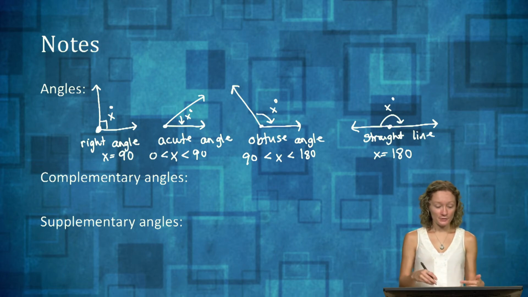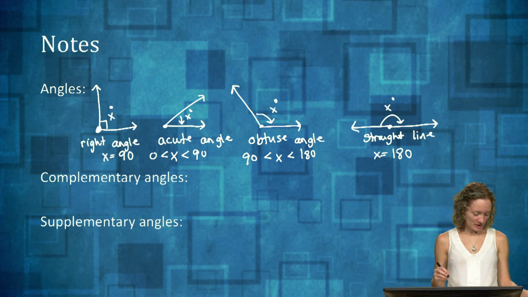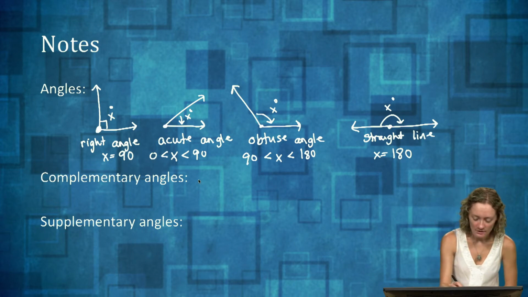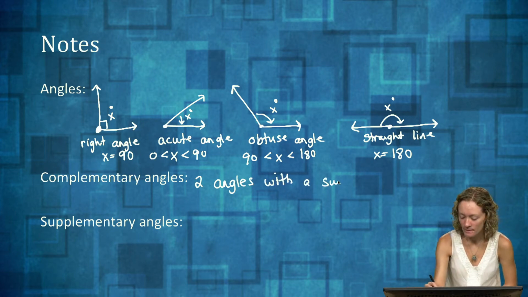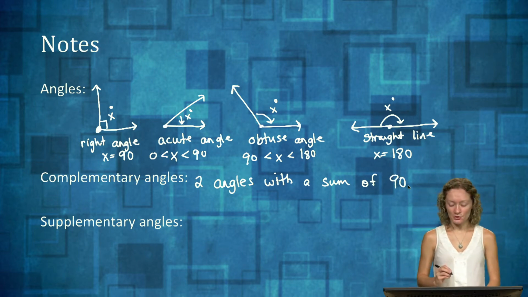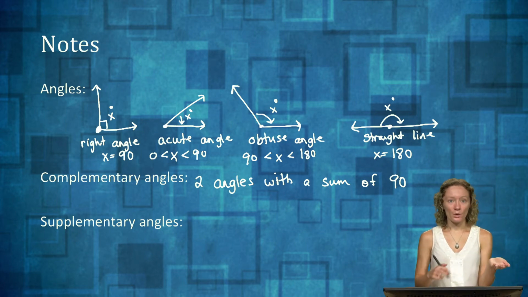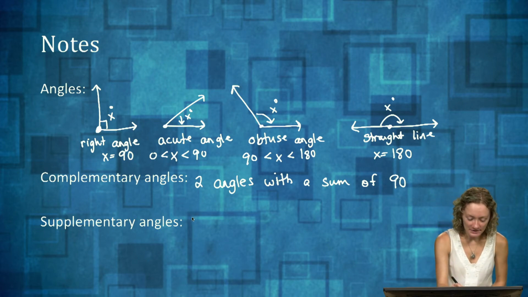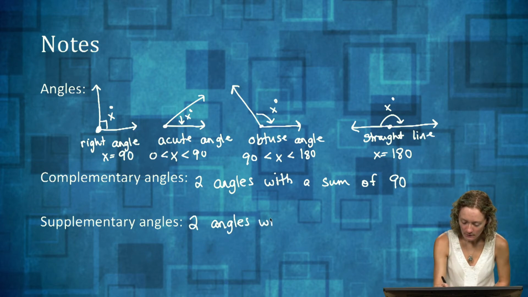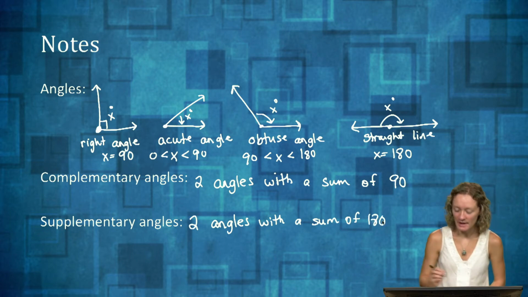Okay, another few definitions are for complementary angles and supplementary angles. Complementary angles are two angles with a sum of 90. The two add up together to be 90. So if we know one angle, we can find the complement of the other, or the complement to be the other. And then supplementary angles are two angles with a sum of 180.